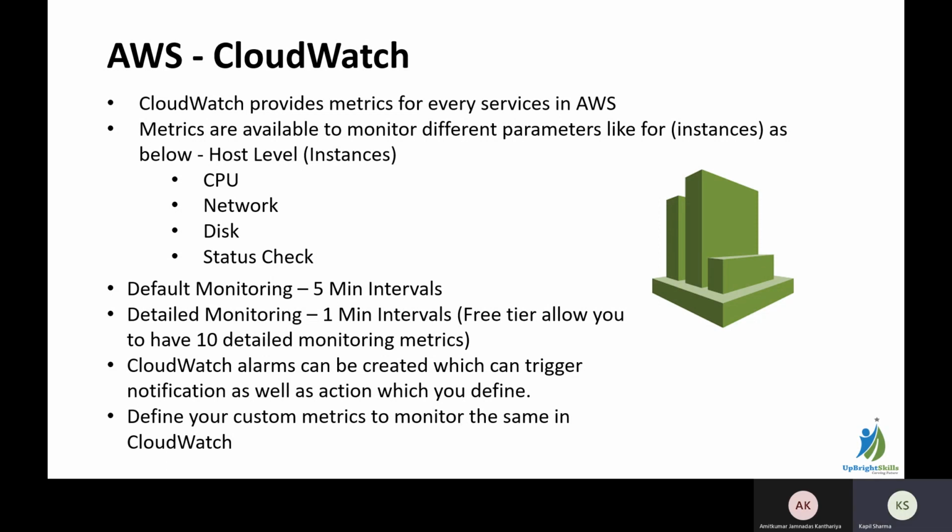Default monitoring is at a 5-minute interval, which is free. So whenever you create an instance, it will keep on monitoring your services. For example, it will monitor CPU, network, disk, and status check every 5 minutes. You can enable detailed monitoring as well, but detailed monitoring is again chargeable. If you are using a free tier account, then free tier allows you to have 10 detailed monitoring metrics, right? So make sure that you do not go beyond these 10 detailed monitoring metrics in free tier. And detailed monitoring will be at a 1-minute interval.